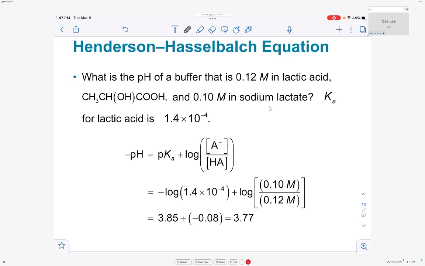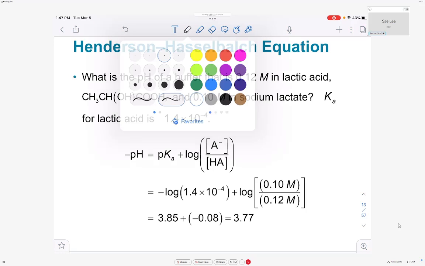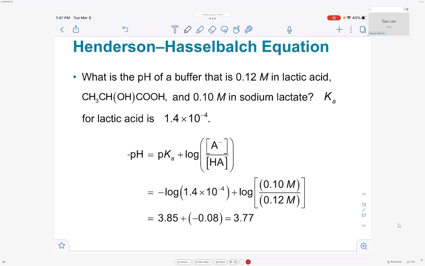Okay, now let's try a sample exercise. What is the pH of a buffer that is 0.12 molar in lactic acid and 0.1 molar in sodium acetate? The Ka for lactic acid is already given. Okay, so then we're going to use the Henderson-Hasselbalch equation. This is not negative, so can you guys please delete this negative sign?